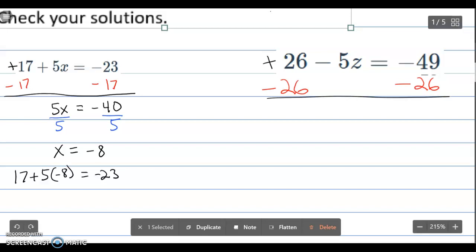That'll get me 0 over here. I'm going to bring down a negative 5z. Let me say z, and I'm putting this line to show you I mean z and not 2. Then negative 49 plus negative 26, same sign, find the sum, you add those together, and you get negative 75.